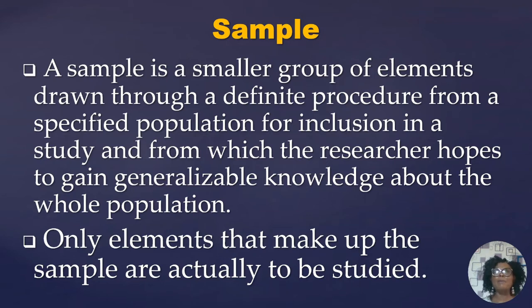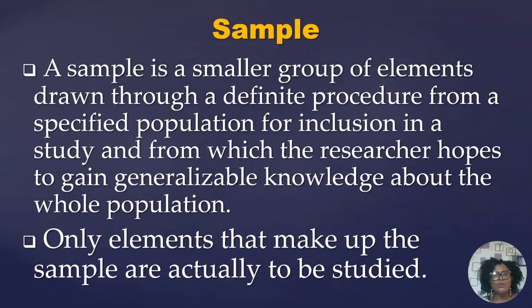So if you find out that the population is so large that you cannot cover it, like when we talk about target population, that is so expansive, so large, then there's a need for you to go for sampling. Pick a sample. But in picking a sample, there are so many things you have to consider before it becomes a good representation of the population. A sample is a smaller group of elements drawn through a definite procedure from a specified population for inclusion in a study and from which the researcher hopes to gain generalizable knowledge about the whole population.